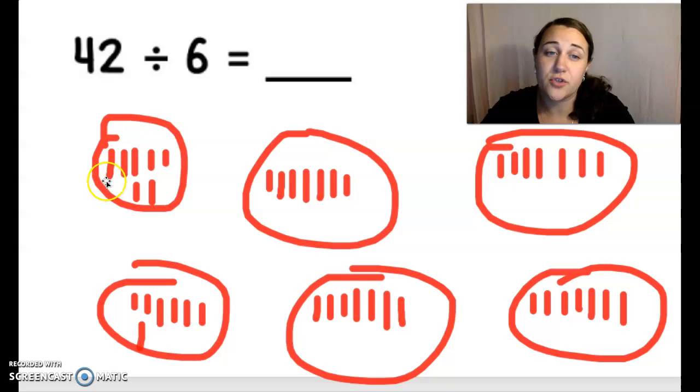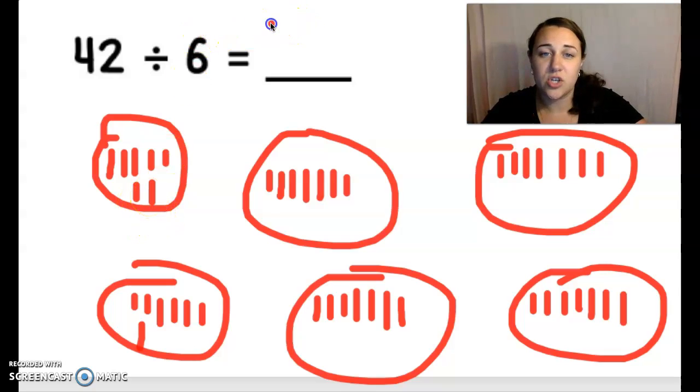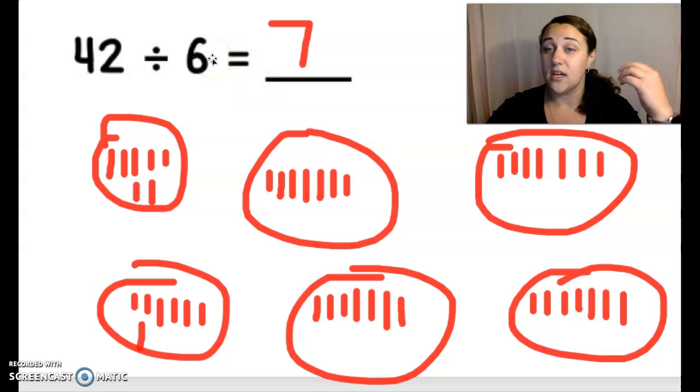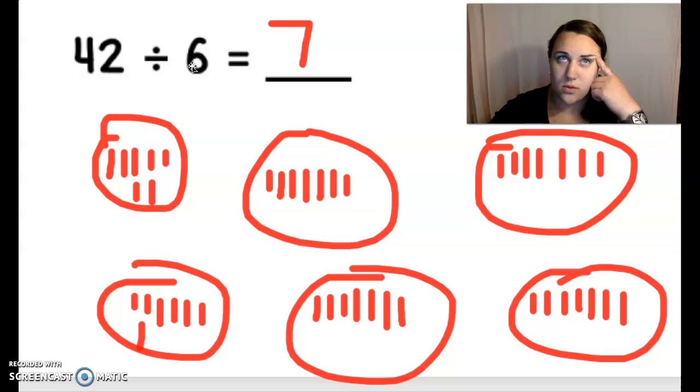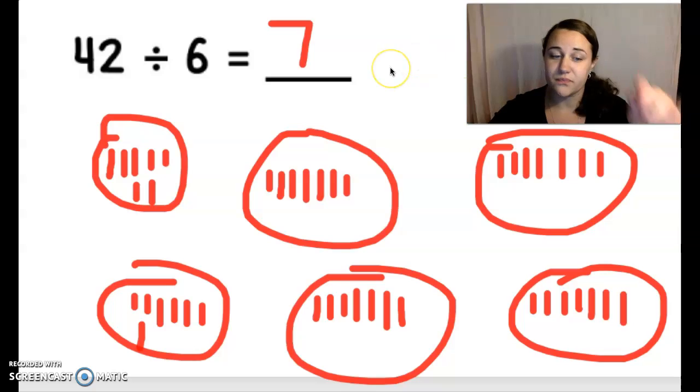So I'm going to count for my first group. So I have 1, 2, 3, 4, 5, 6, 7. So 42 divided by 6 equals 7. And my friends, if you have your multiplication facts memorized, you would have known that. You would have said 6, I know 6 times 7 equals 42. So I have the 6, I have the 42. What's the other number missing? 7. But if you didn't, we figured it out too.